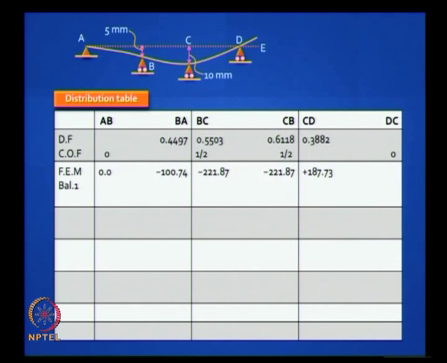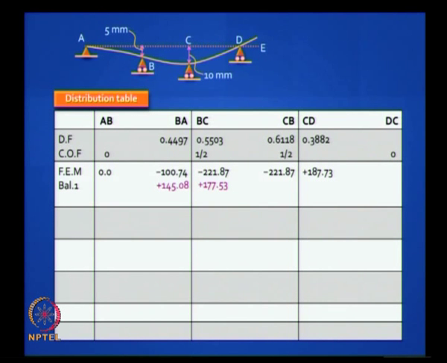So here there are many ways to do it. The one that we recommend is you first do at this joint. If you have your calculators, you can work out, it is pretty straightforward. You add up that total and distribute 0.4497 to the left end and to the right end. So at this stage, if you add up all the moments at that joint, it should turn out to be 0, right.